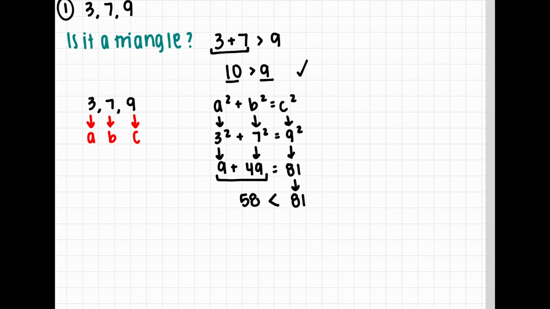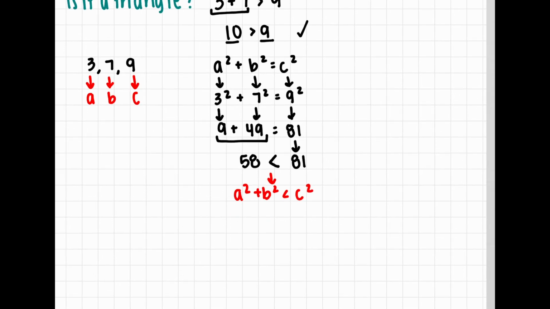Remember, I told you to think about the opposite. So since this is a less than sign, I want to think small, but I need to think actually big. So I know that this is A squared plus B squared is less than C squared, and because of that, I know this is an obtuse triangle.